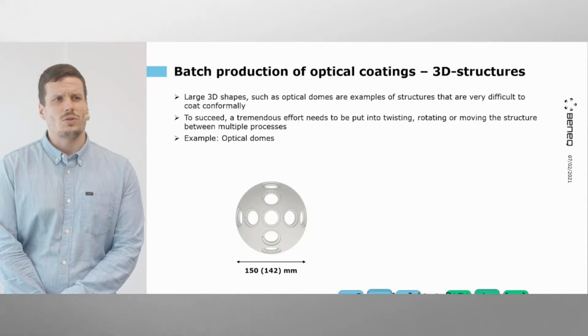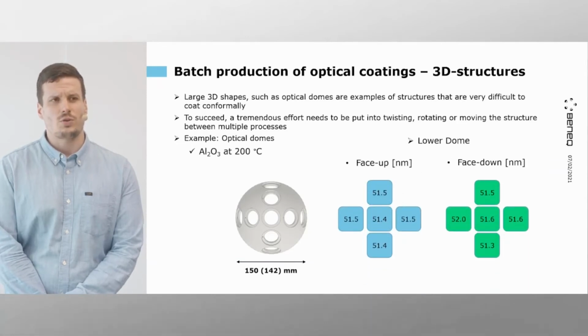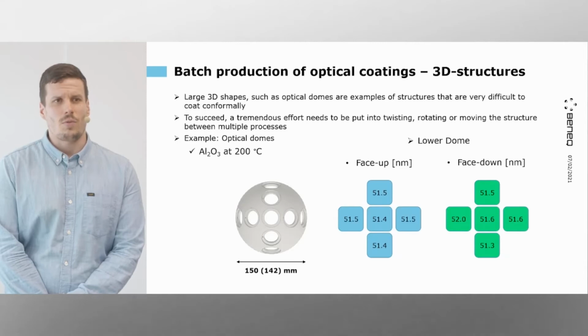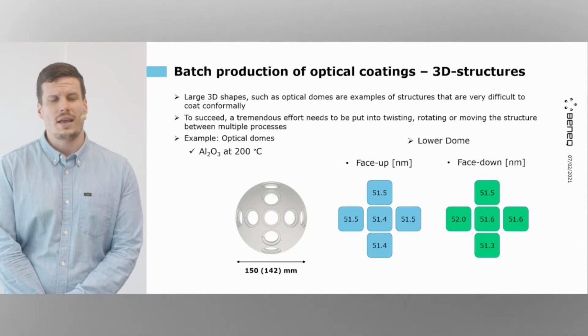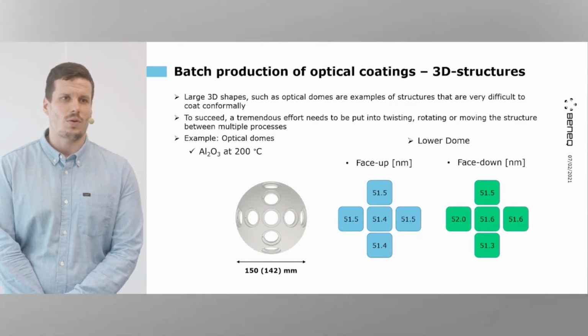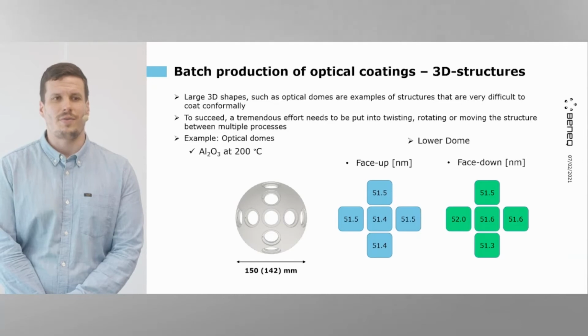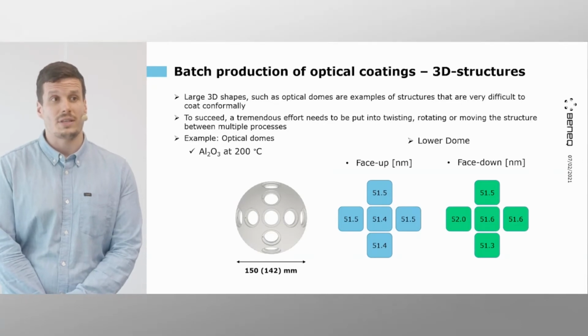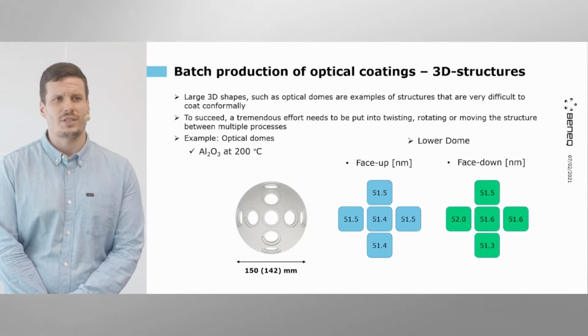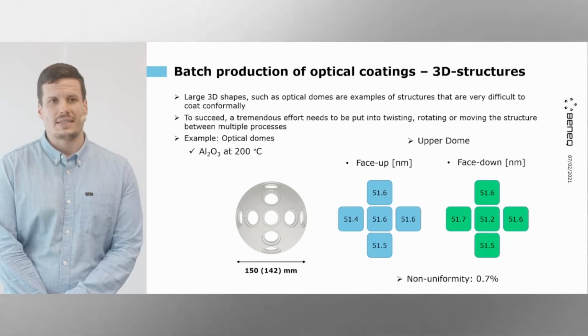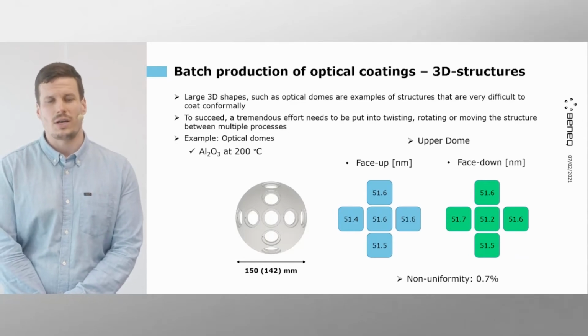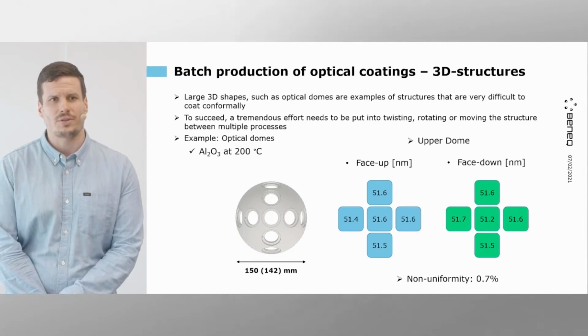So what about if we go to lower temperatures then? For example, at 200 degrees. In the lower dome, both at face up and face down samples, we have again a very conformal and uniform coating with slightly thicker, or faster, growth rate, which is typical for this aluminum oxide process as the temperature is decreased. In the upper dome, the results are also basically identical, and the overall non-uniformity over this dome is 0.7%, so a slightly better result actually at lower temperatures.